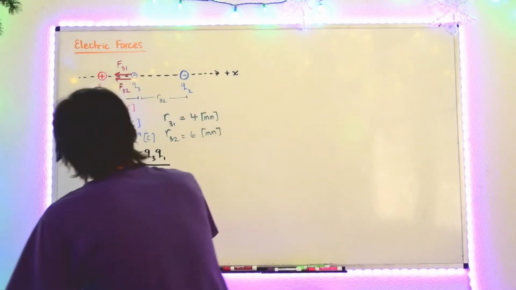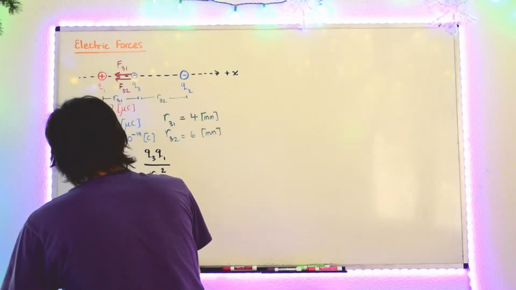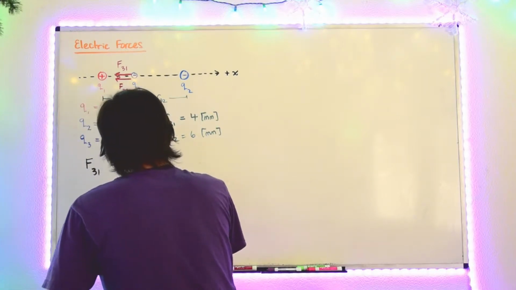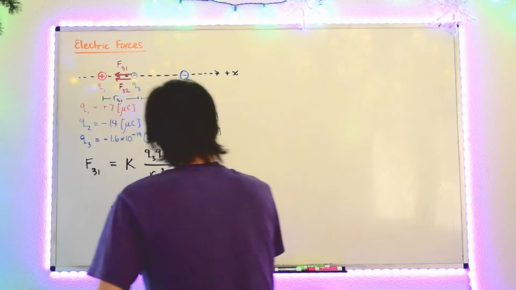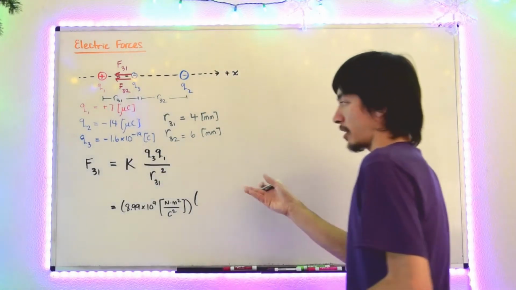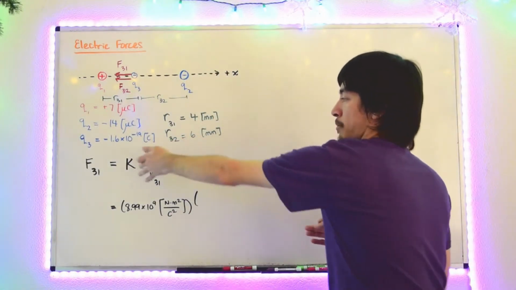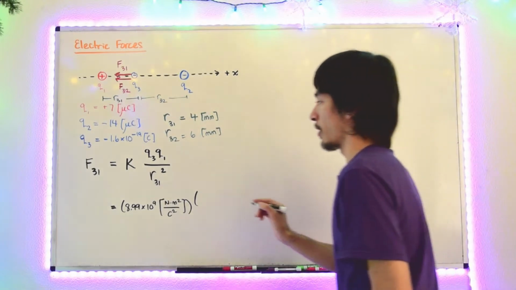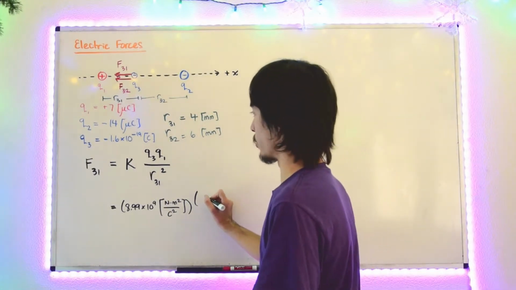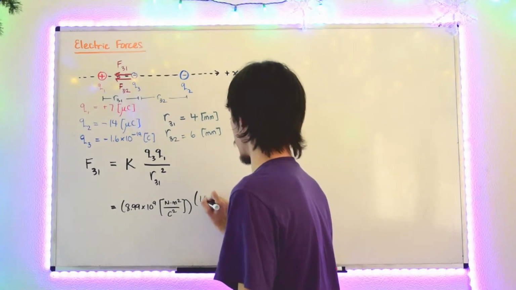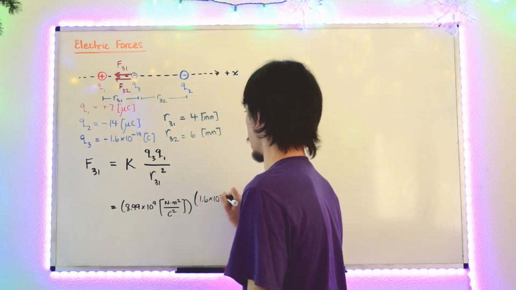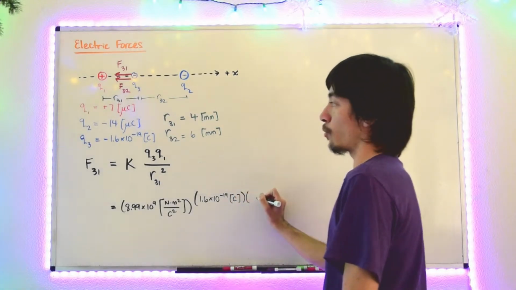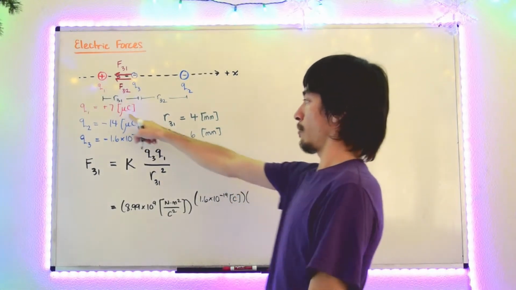So we have that K is 8.99 times 10 to the 9th newton meters squared per coulomb squared. Plug in the magnitudes of each of these. Remember absolute value because we only want how big the force is, not the direction. So ignore all minuses. So Q3 is 1.6 times 10 to the minus 19th coulombs. And we have Q1 is 7 microcoulombs.